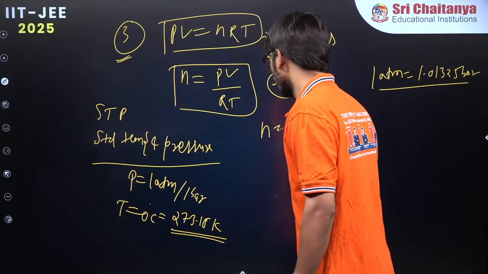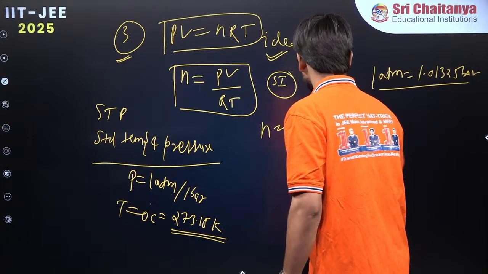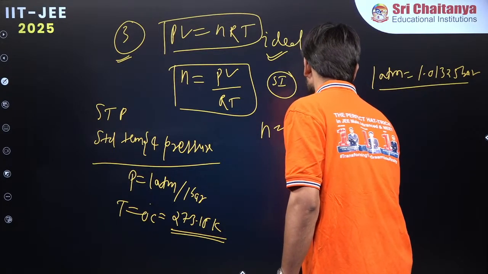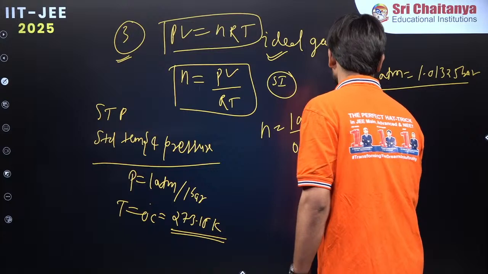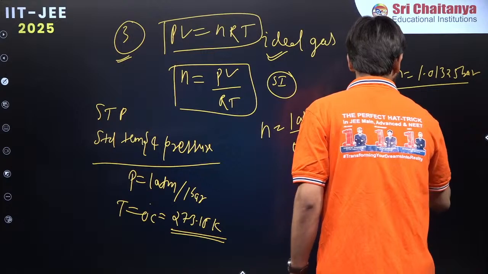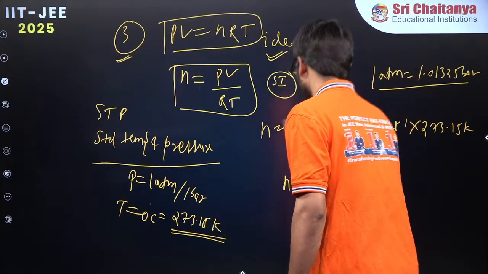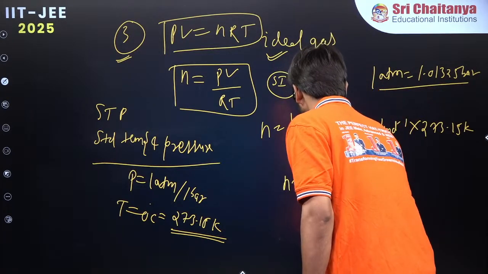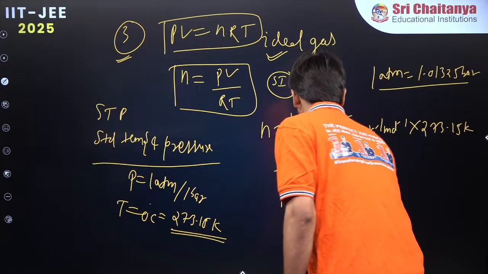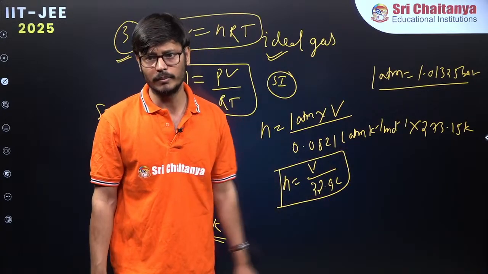So what will be the number of moles? Pressure. What is pressure? 1 atm into volume. Volume of the gas I don't know. What is the R value? R value here is 0.0821 liter atm Kelvin inverse mole inverse. And what is temperature? 273.15. If you adjust these values, number of moles comes out to be volume by 22.4 liters. N is equal to V by 22.4 liters.